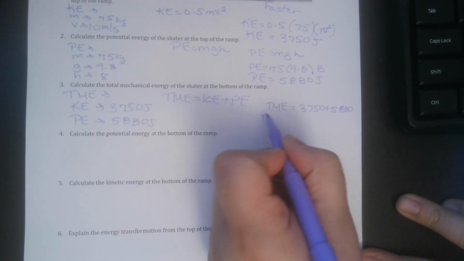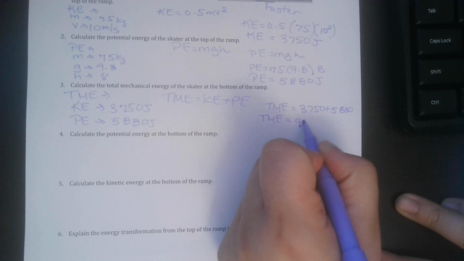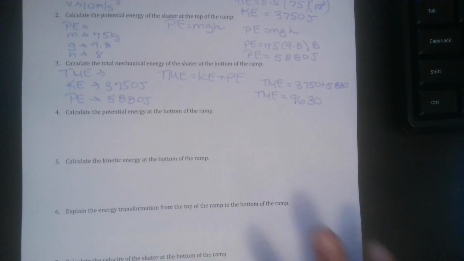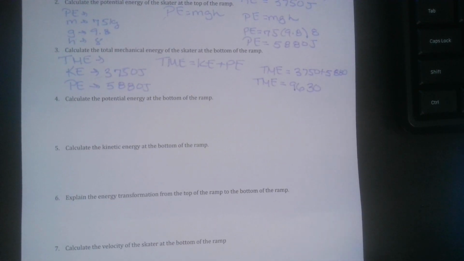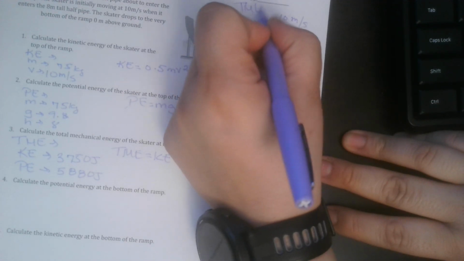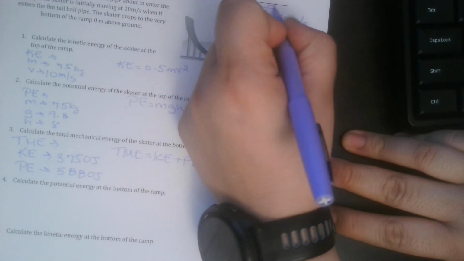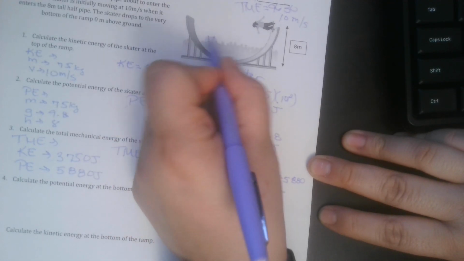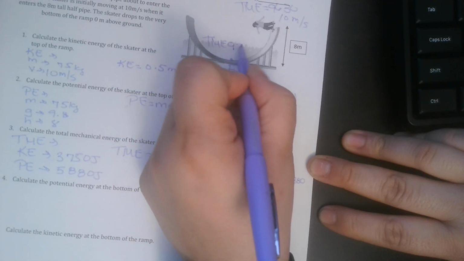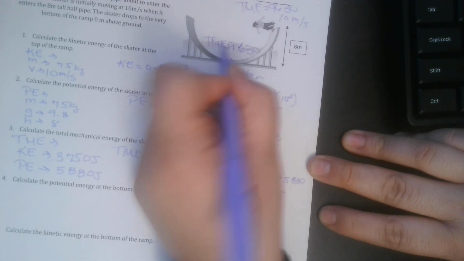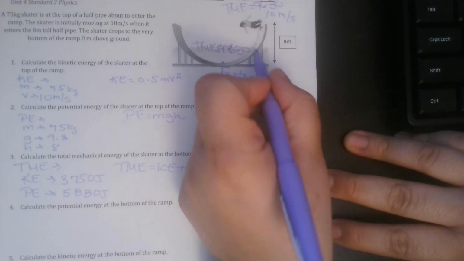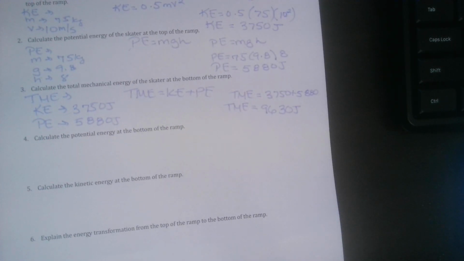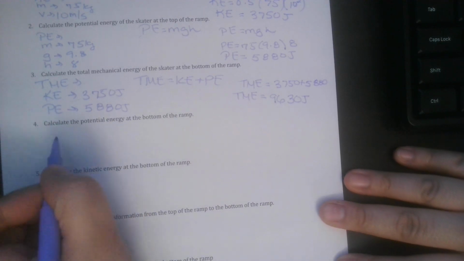which will give me a total mechanical energy of 9,630. And if this is my total mechanical energy, I have to remember that this number is going to be the same at the top of the ramp as at the bottom of the ramp. So that amount of energy will not change. That's why it's the conservation of energy. However, the potential energy is going to change.